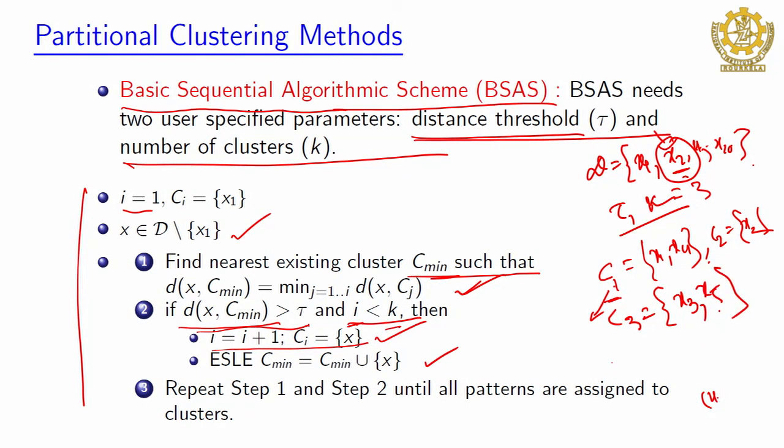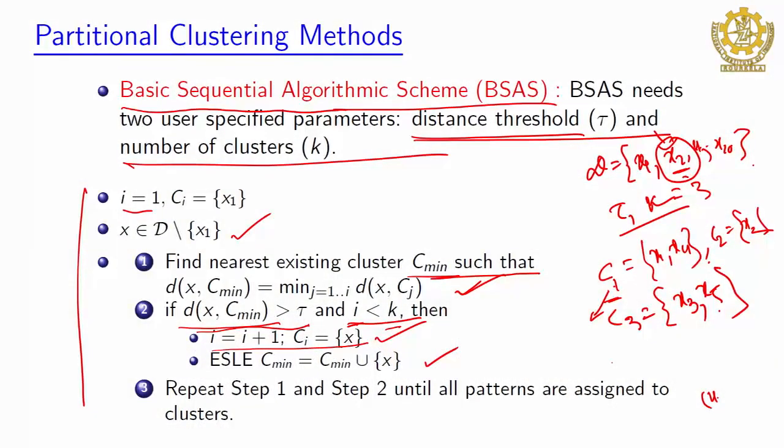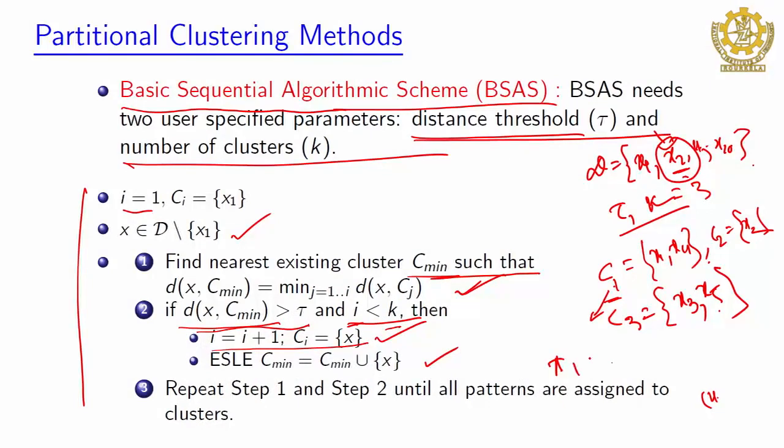Okay. Again you go to x 6, you compute the distance from x 6 to all the clusters, and you find the minimum cluster, and if that distance is greater than tau, you assign also. If it is less than tau, you assign to the closest one. So, this is something called the partitional basic sequential algorithmic scheme, and you keep on doing this until all points are assigned to one of the clusters. So, finally, you will get a clustering like pi, let us say C 1, C 2, C 3.